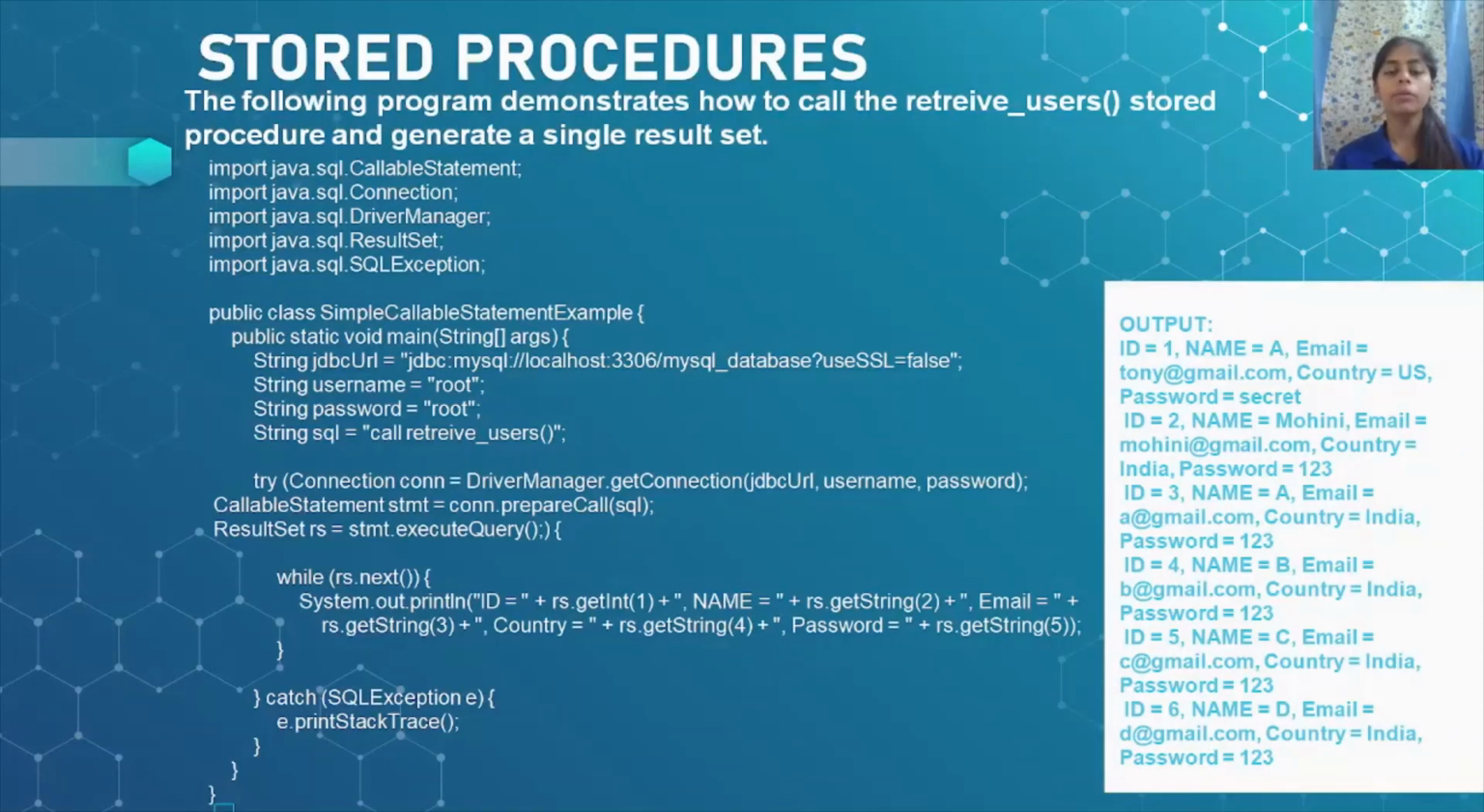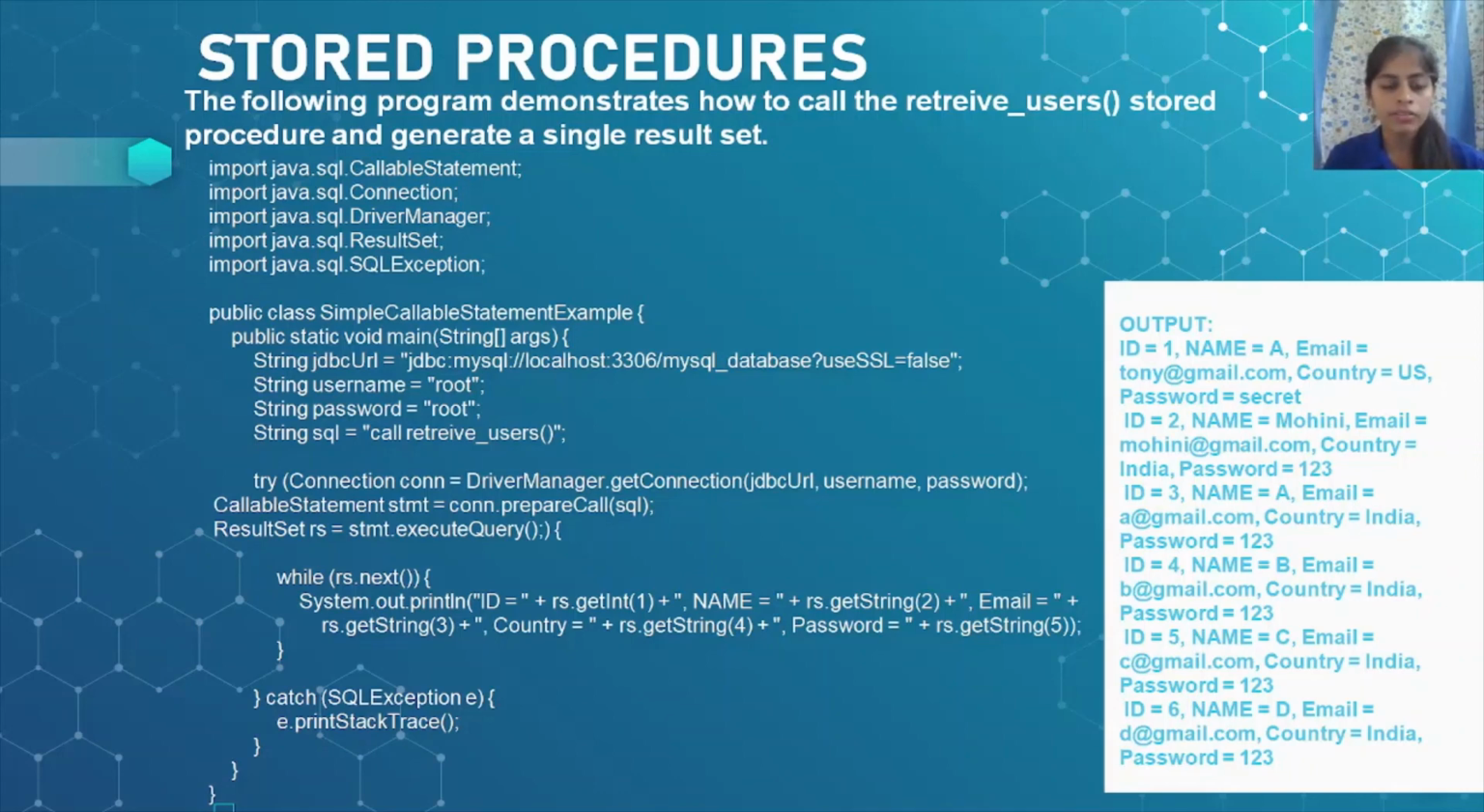Now, the following program demonstrates how to call the retrieveUsers stored procedure and generate a single result set. In this program, first we make the connection with the DriverManager class and with the parameters that are the JDBC URL, username, and the password. Then the CallableStatement is created using the prepareCall method. Now the ResultSet interface is used for retrieving the result.